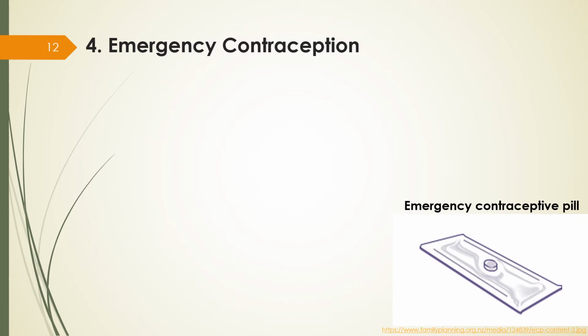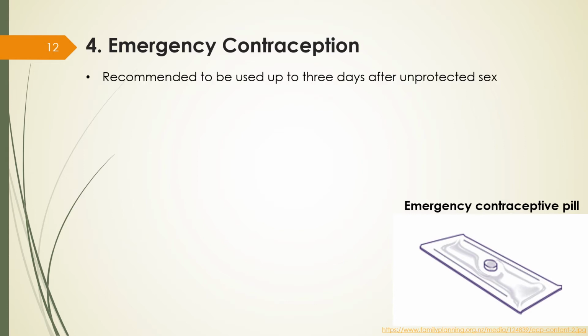Now the emergency contraception. Just like the name, it's an emergency. It's not something that you should take frequently. It's recommended to be used up to 3 days after unprotected sex, but it's not recommended for you to do this all the time because it's going to decrease the efficiency and can cause some side effects in you as well. It's less effective than the preventive methods.